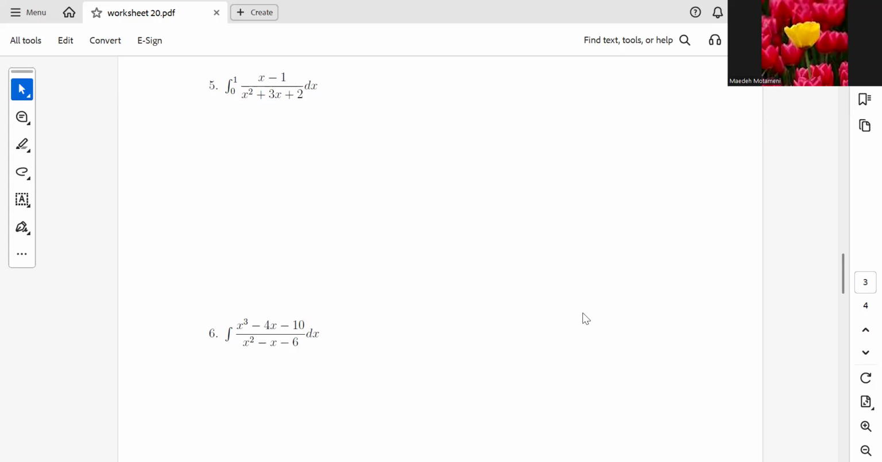Let's continue with number 5, which is a definite integral. We're going to solve it using partial fractions. So first of all, we're going to factor the denominator, which will be x plus 1 times x plus 2. We need two numbers. When we multiply them, we get 2, and when we add them up, we get 3.